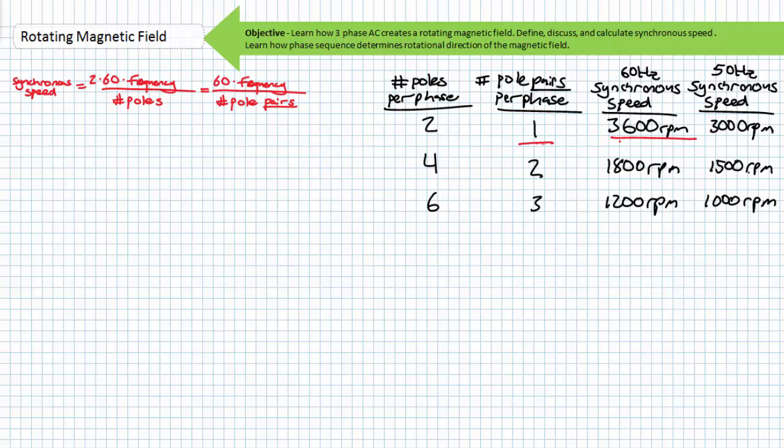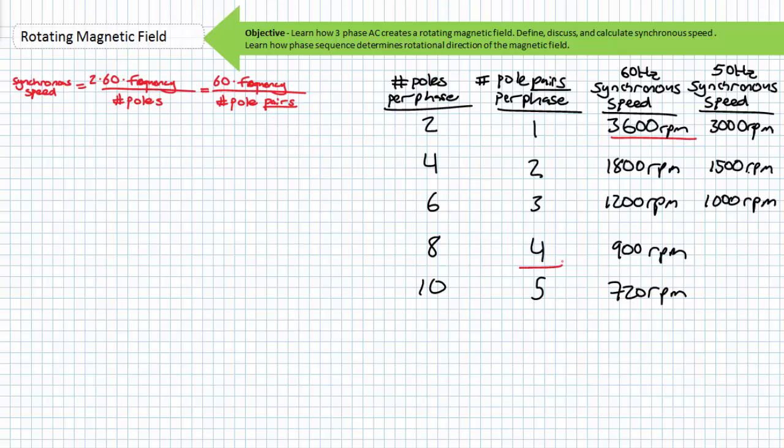A single pole pair per phase stator magnetic field rotates at 3,600 divided by 1, or 3,600 RPM. A 2-pole pair per phase stator magnetic field rotates at 3,600 divided by 2, or 1,800 RPM. A 3-pole pair per phase stator magnetic field rotates at 3,600 divided by 3, or 1,200 RPM.